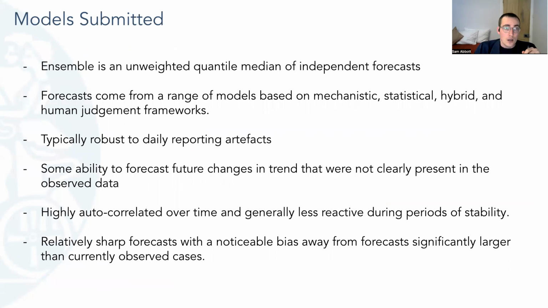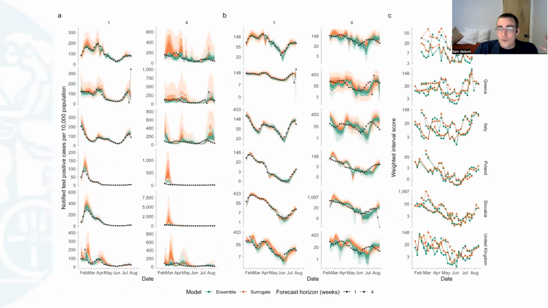So what did we find? Sorry, I just had a repeat slide there. What did we find? So this shows forecasts from the surrogate model and from the ensemble model for some select number of countries, both on the natural and log scale, and also their weighted interval score. I don't really get into how we're scoring it here. It doesn't super matter. Well, it does super matter. It's very interesting, important, but it doesn't so much matter for the narrative that I'm going for here. You can read more about it in the paper.